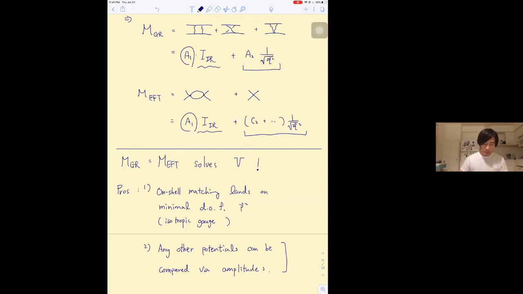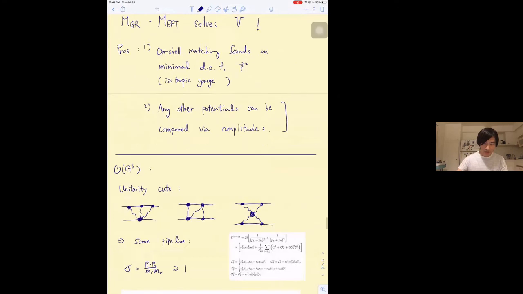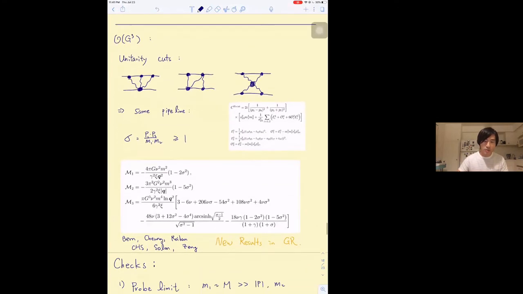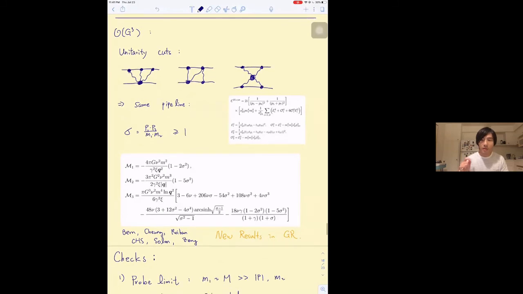Very good. So now let me briefly discuss the state of the order G cubed result. Is there any question before I move on? Sorry, can you explain the gauge invariant potential part again? The last thing that you said.